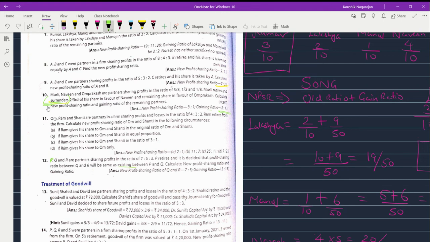So among P and Q, what was it? It is 7 is to 3. So the same 7 is to 3 is going to be in existence. Sorry, it is between P and Q. That means 7 is to 5, not 7 is to 3. It is 7 is to 5. So calculate the new profit sharing ratio and the gaining ratio. You got your NPSR, you have your old ratio. You can find out your new ratio as well as gain with this concept.